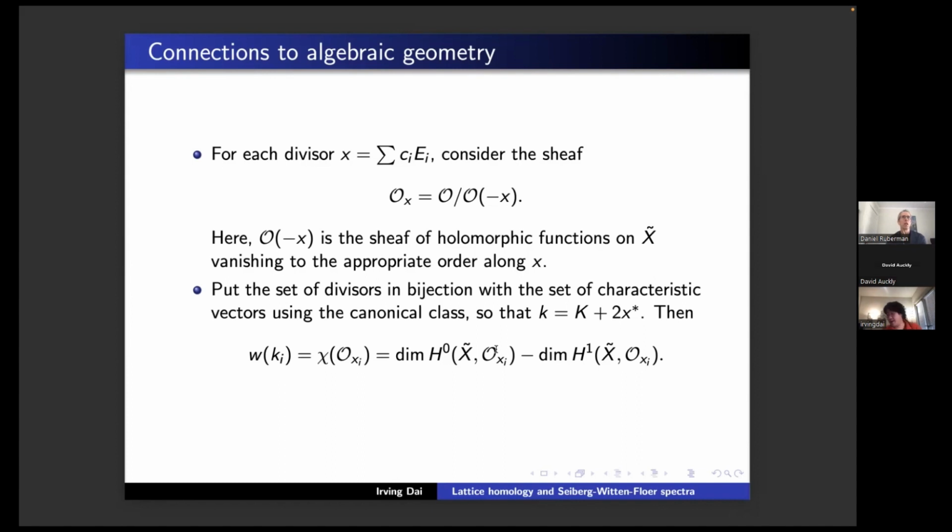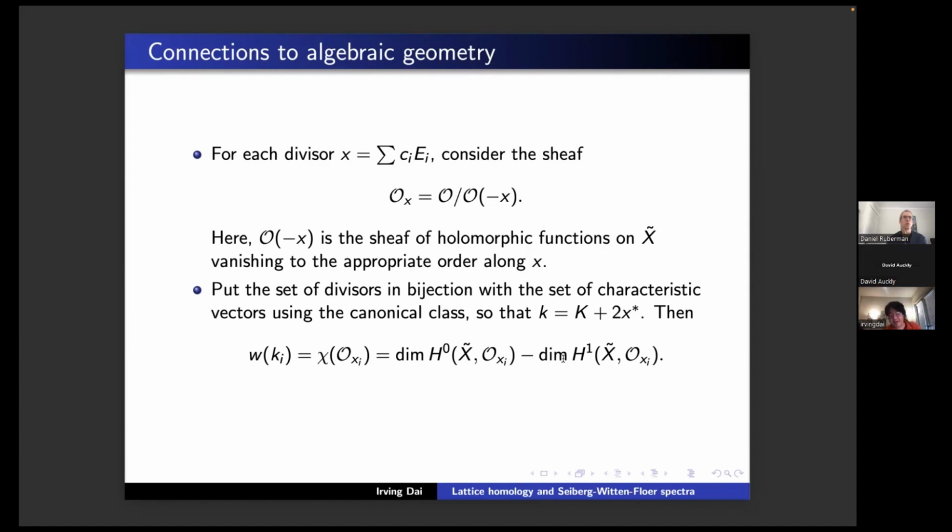What does that mean? What have I just told you? It means that each of those numbers that appear in this construction of the lattice homotopy type is actually already the dimension of a complex vector space, or almost the dimension of a complex vector space. It's the dimension of the formal difference of complex vector spaces, this being H0 minus H1 of some strange sheaf of holomorphic functions that corresponds to this characteristic vector in some way.